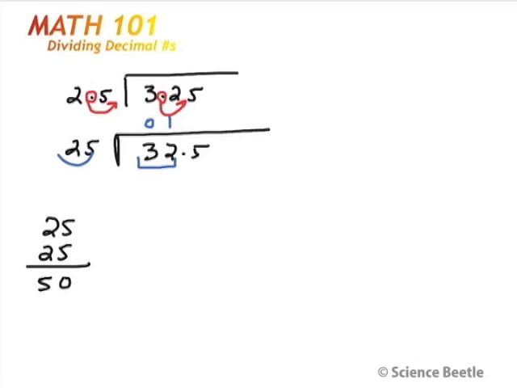So the answer has to be that 25 can go in only one time. If we do that, we multiply the 1 times the 25, and that gives us 25 at the bottom. Now we're trying to figure out how much we have left. We need to subtract, and we're going to begin with the 2.